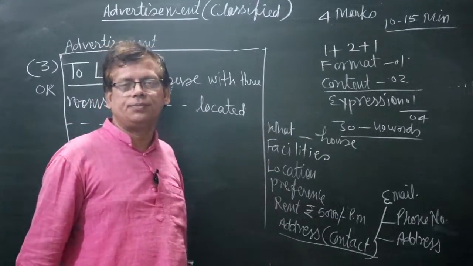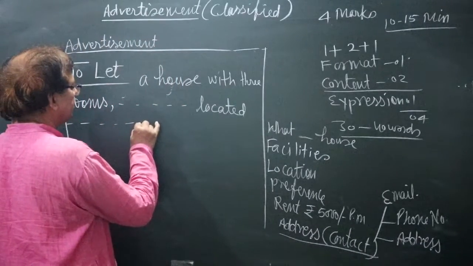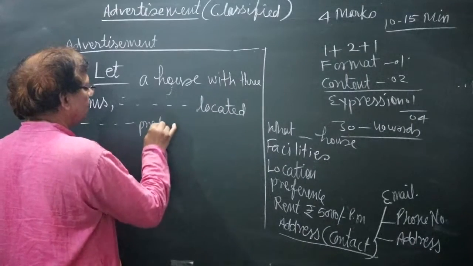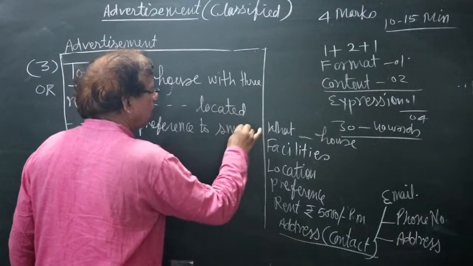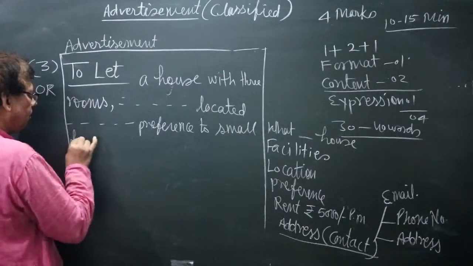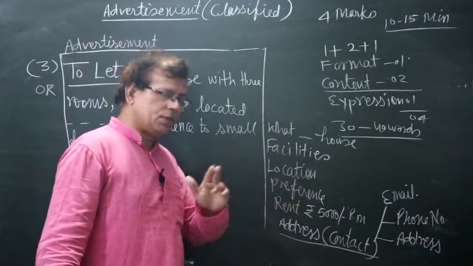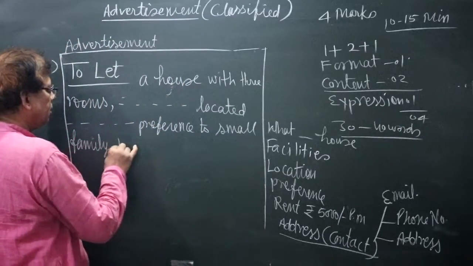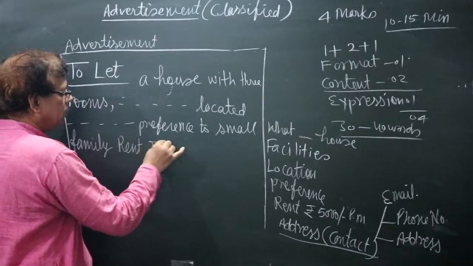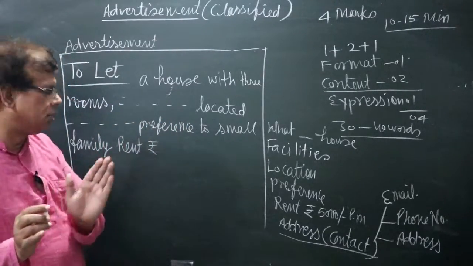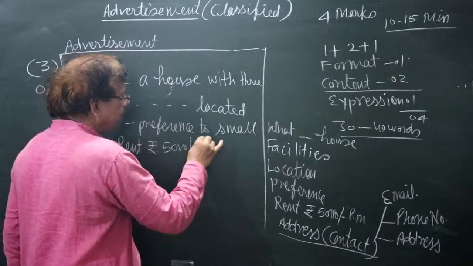There are two ways to write. After writing the preference, preference to small family, now rent. The word rupee, the symbol of rupee, it can be Rs, nowadays it is in fashion, 5,000 per month.